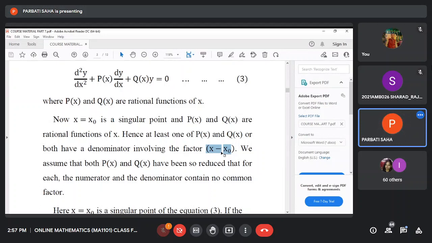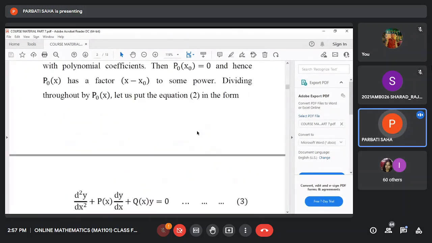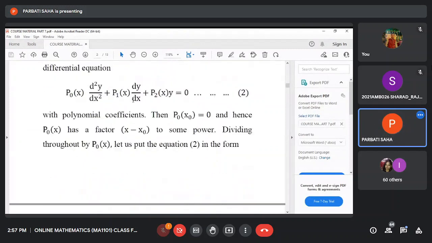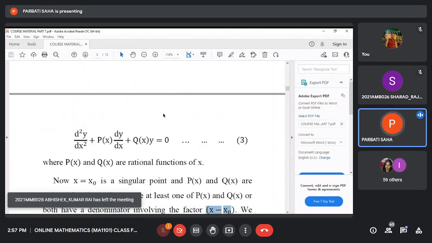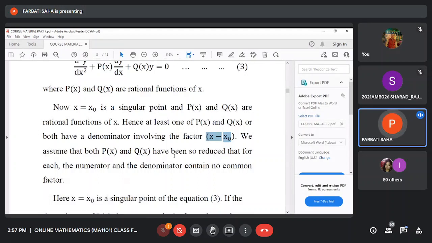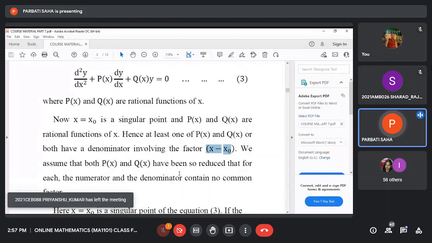Now we assume that both p(x) and q(x) have been so reduced that for each, the numerator and denominator contain no common factor. There is no common factor between P1(x) and P0(x), and also between P2(x) and P0(x).